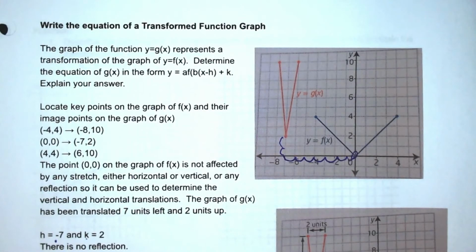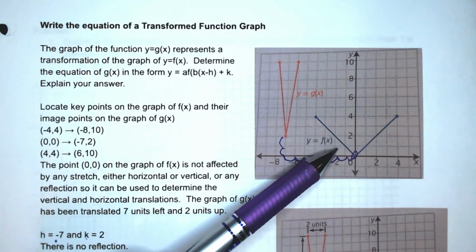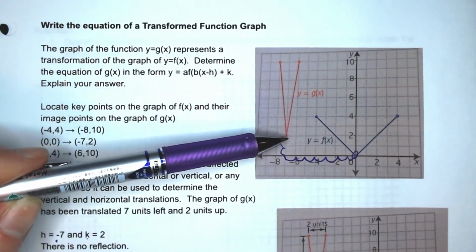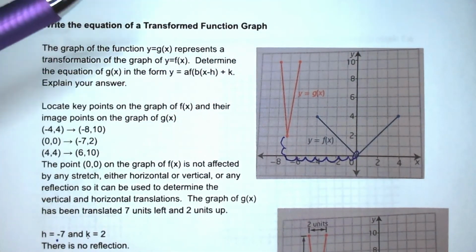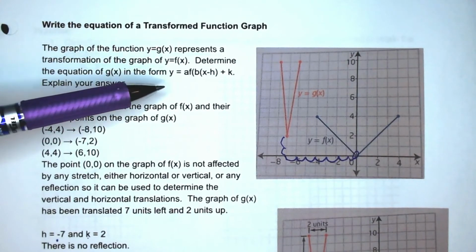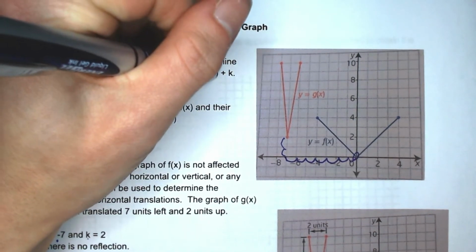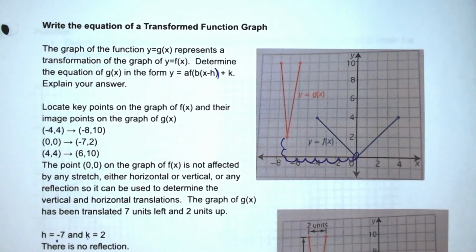Our last thing that we need to do for this topic is to be able to write the equation of a transformed function graph. Now, we have the function f of x here shown, and some things happen to it, and this is our new function g of x. So to determine the formula, we want to use this general format, a f of b times x minus h, plus k.